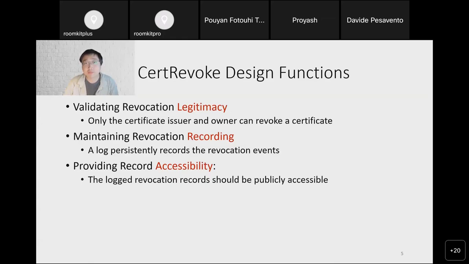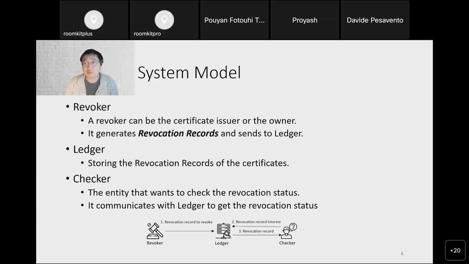With the three design functions in mind, we designed CertRevoke with the system model as follows. The certificate issuer and owner are the revokers. They generate revocation records and send them to the ledger. The ledger provides immutable data storage for those revocation records. Then the checkers communicate with the ledger to learn the revocation status of a certificate. As we can see, the central part of the design is the revocation record, so we have to take a close look at the data format of this revocation record.